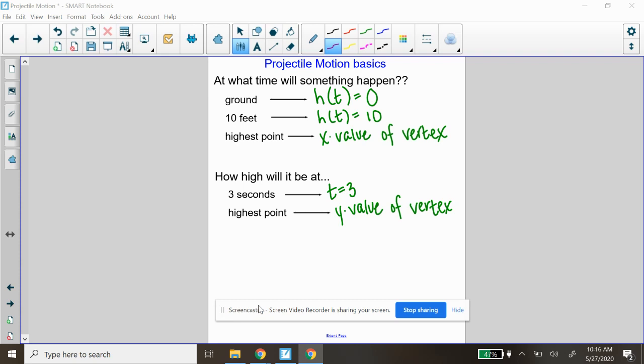Okay, at what time? So how high will it be at a certain amount of time? So if something, for instance, says how high will it be after 3 seconds, you're going to plug in t of 3. And if you want to know how high it will be at its highest point, you're looking for the y value of the vertex.